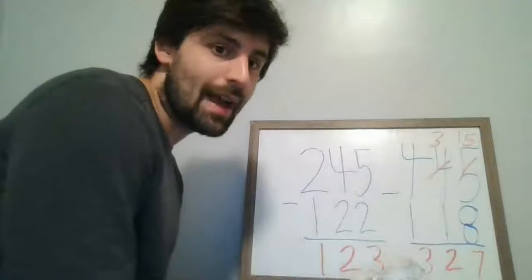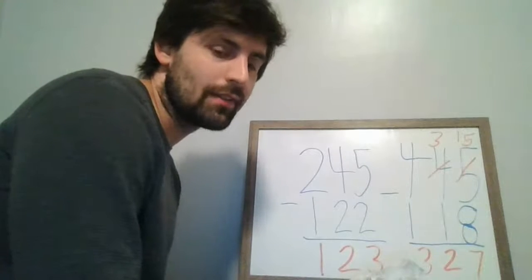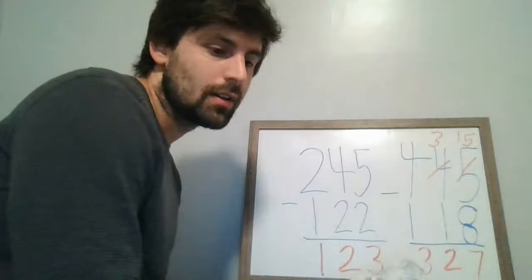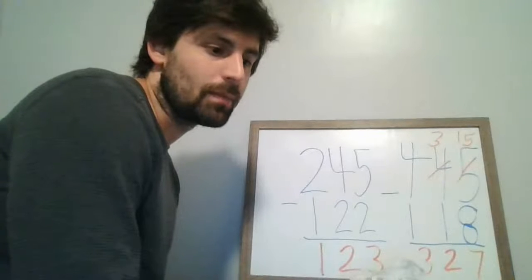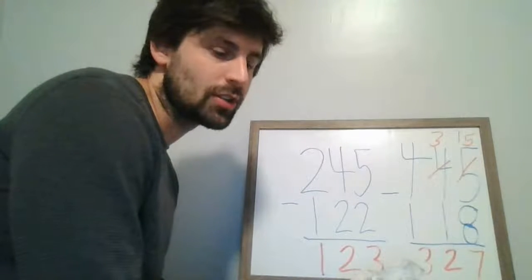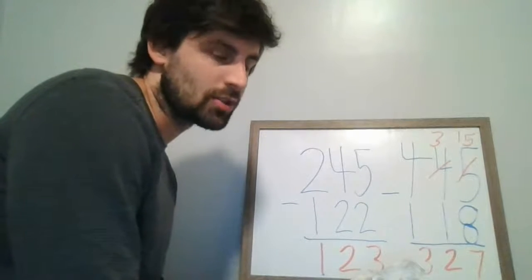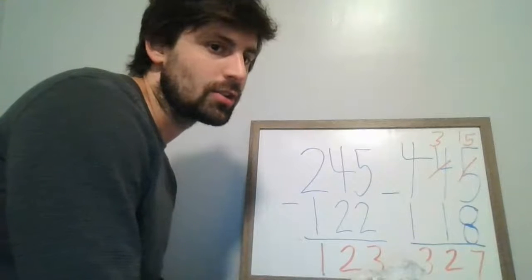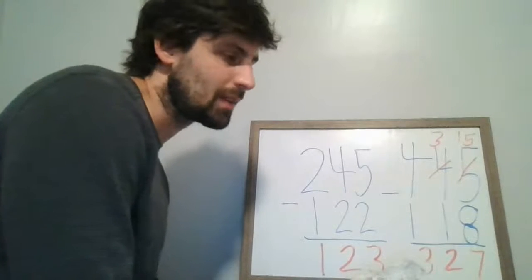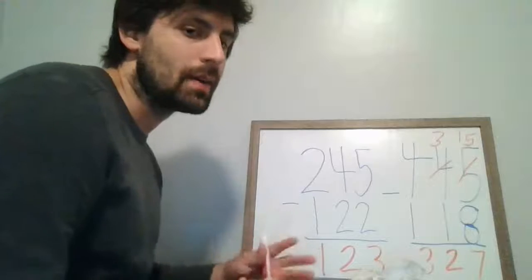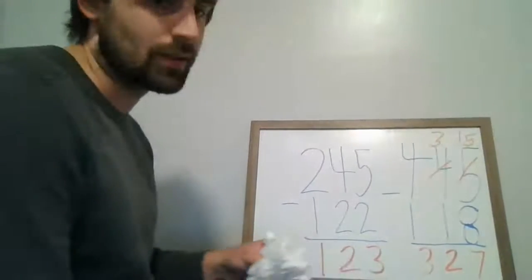As you can see, though, in math, everything builds. Everything builds off of the previous concept. So if you're really good at one-digit subtraction, it makes two-digit subtraction a lot easier. If you're good at two-digit subtraction, three-digit subtraction is going to be a lot easier. It always builds off of the previous concept, the previous skill.